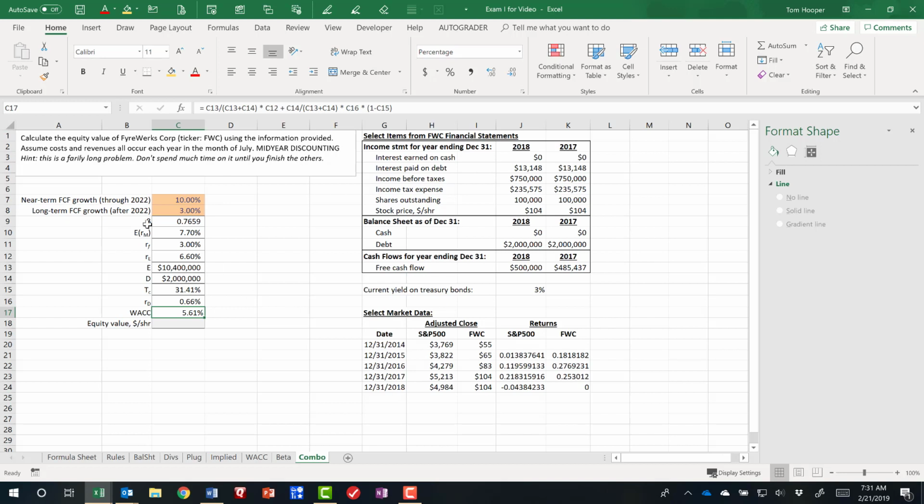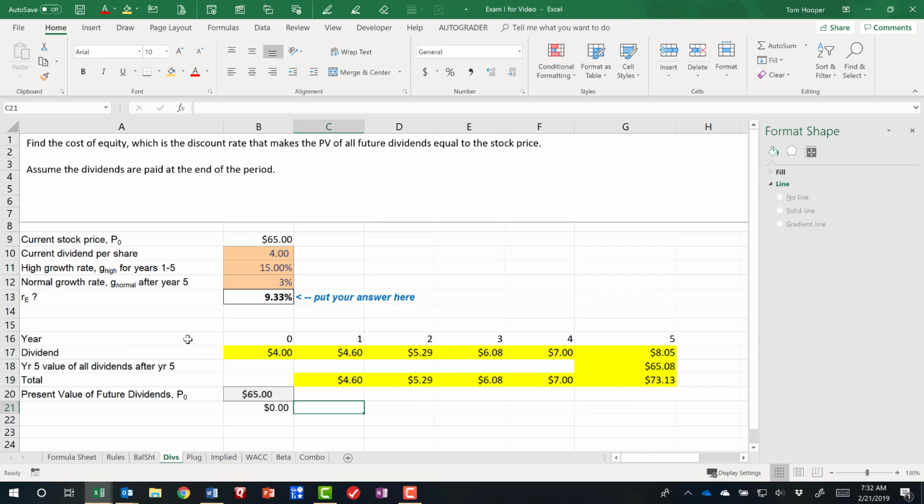Let's see. Let's go back. We need to calculate the equity value using the information provided, which are discounted. I'll bet this is where we use these other two inputs up here. Near-term free cash flow growth. So if we knew what the cash flow was, we know what the growth would be. And then cash flow growth after two-stage. Hey, that reminds me of something we did before. Reminds me of that template. I'm just going to copy that template.